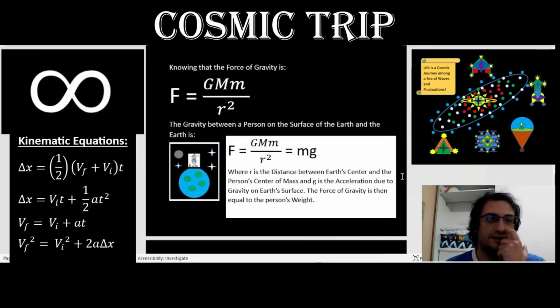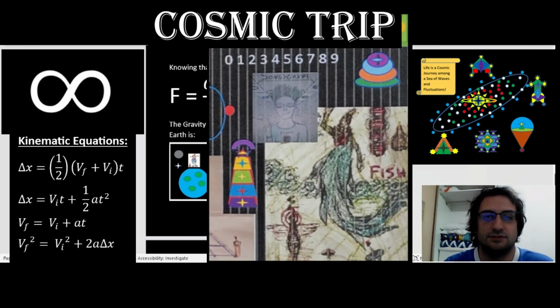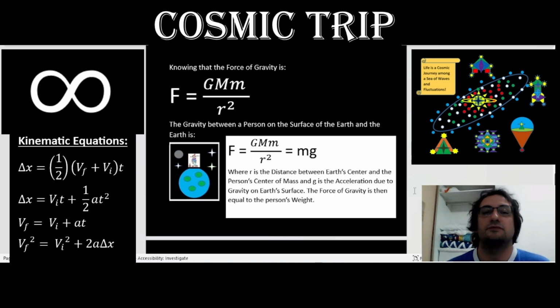Now we know that the force of gravity is G M m over r squared. So if you're standing on the surface of the Earth, the gravity between you and the Earth is your weight, which is mg, mass times the acceleration due to gravity. And this is also equal to G M m over r squared. If you know the mass of the Earth, and the gravitational constant's value, which is 6.67 times 10 to the negative 11 plus some units, and r in this case would be the radius of the Earth, because that's the distance between you and the Earth's center.